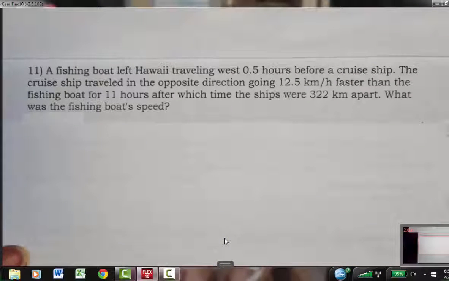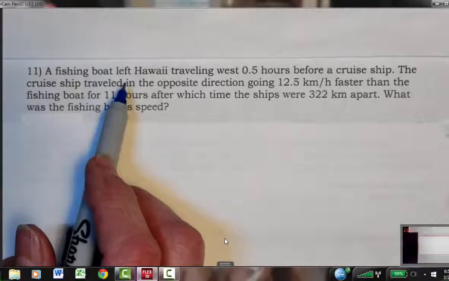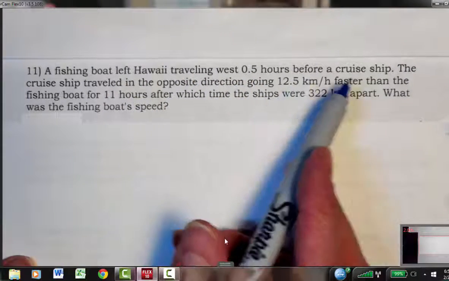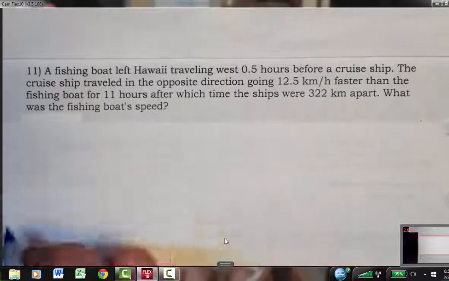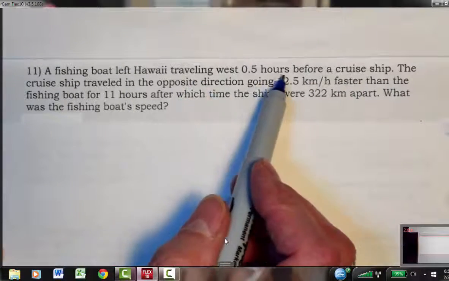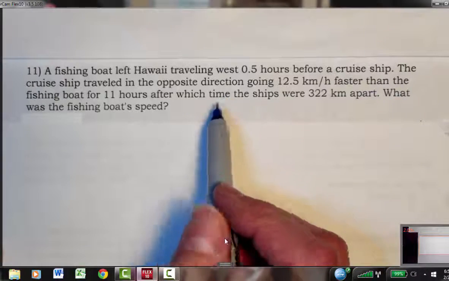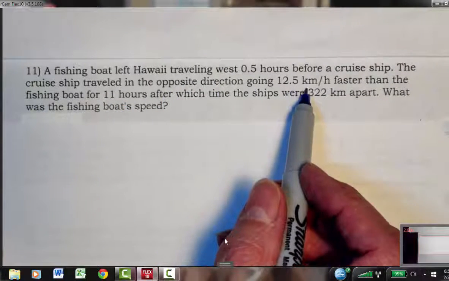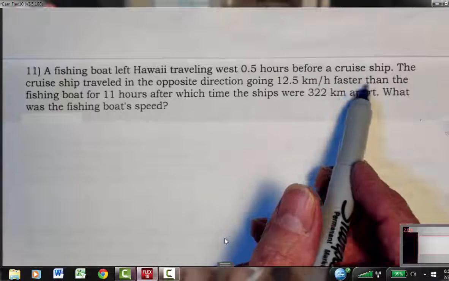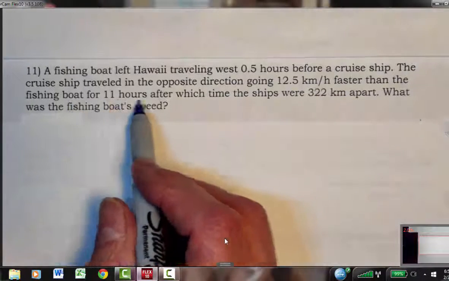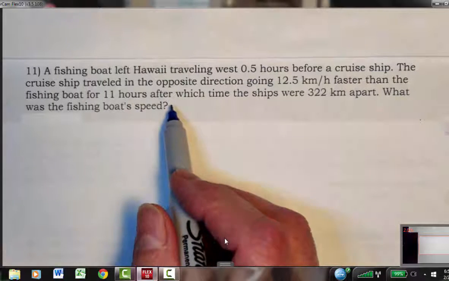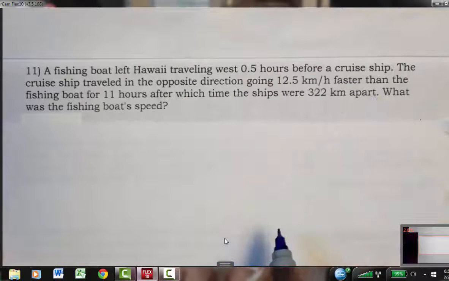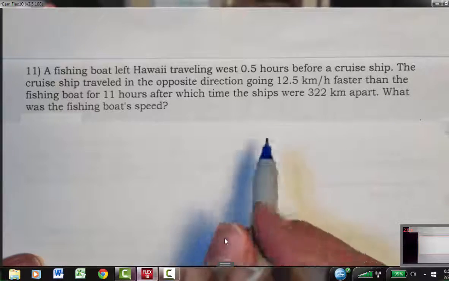The second problem we're going to look at is a fishing boat that left Hawaii traveling west 0.5 hours before a cruise ship. So again, we're talking about traveling. We have hours. Later on in this problem, the cruise ship traveled in the opposite direction, going 12.5 kilometers per hour, so we have a rate faster than the fishing boat. Then we have a time over here, and then it says after the ships are 322 kilometers apart. So we're definitely talking about a DRT problem.